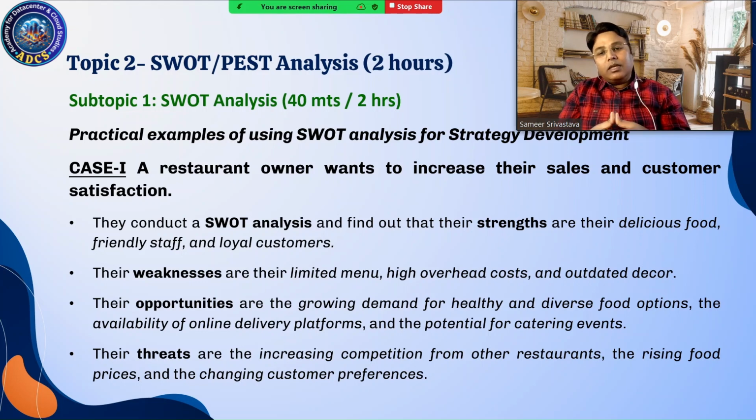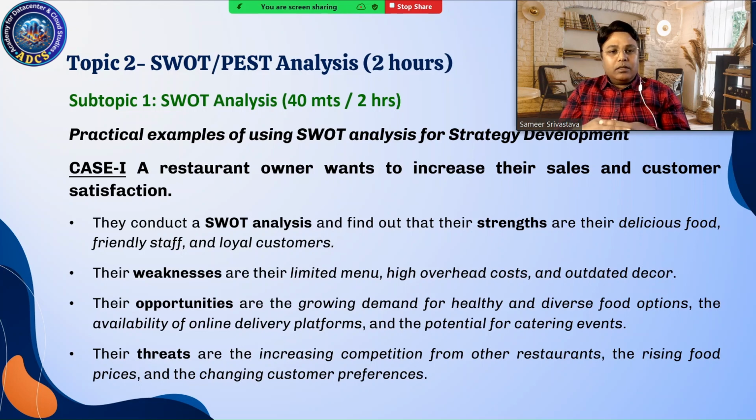So these were some of the weaknesses. The opportunities are the growing demand for healthy and diverse food options. So this is an opportunity to make food which is sugar free, which is suited for BP patients, which is suited for kidney patients. If somebody is working in a restaurant, he can chalk out a menu according to the dietary plans of individuals who normally do not visit restaurants just because they contain generic sorts of ingredients and inputs.